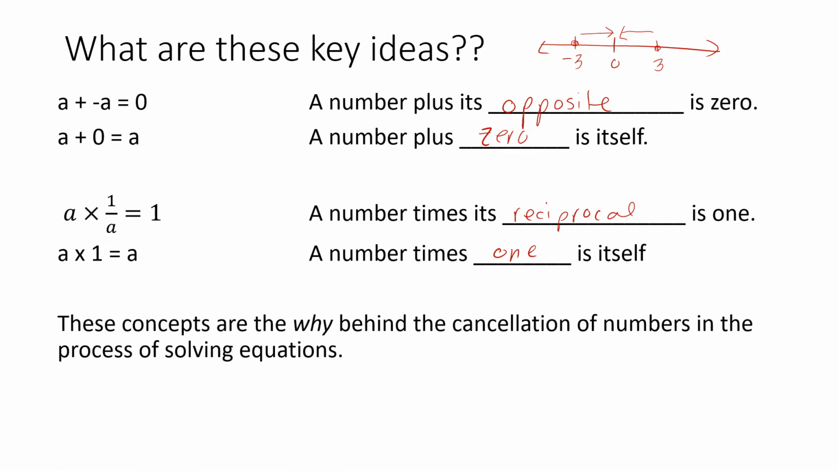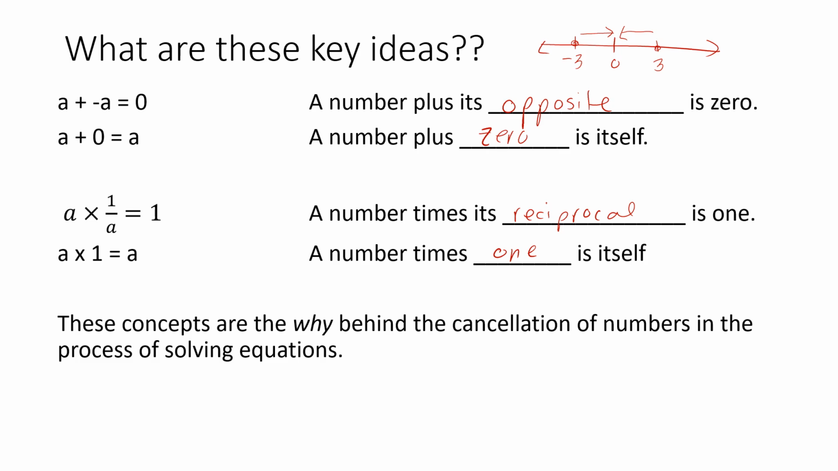These concepts are the why behind the cancellation of numbers in the process of solving equations. So a lot of times in a math class, you will hear students say, and you'll often hear teachers say, these things cancel out. Like the 2's cancel out, or the 3 and the -3 cancel out. And what I have found in my own teaching is that while a lot of students know that things cancel out, they cannot explain why they cancel out.